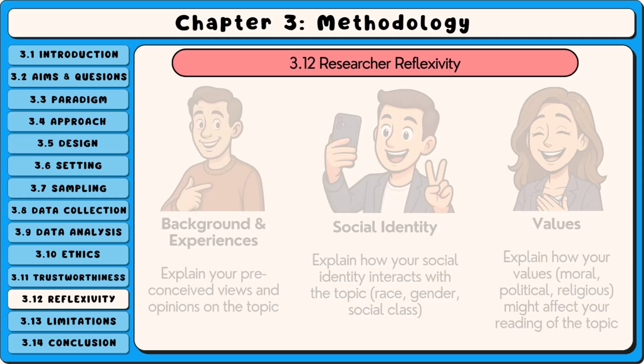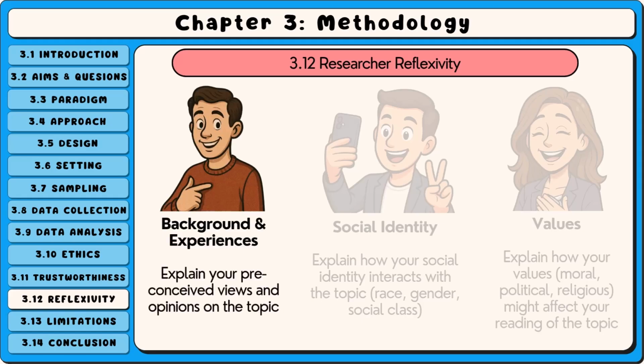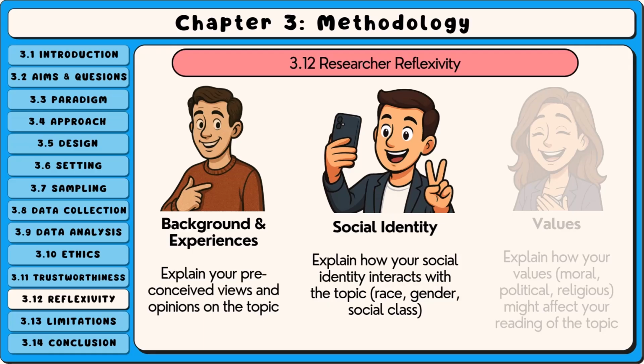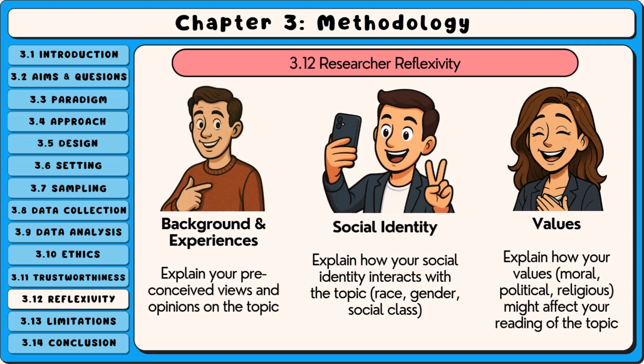Aspects of researcher reflexivity that you can discuss in this section include how your own personal background and experiences shape your opinions on a topic, how your identity, such as your race, gender, and social class, will shape how you experience the topic, and how your own personal values, such as your moral, political, or religious values, might affect how your approach to the topic is structured.